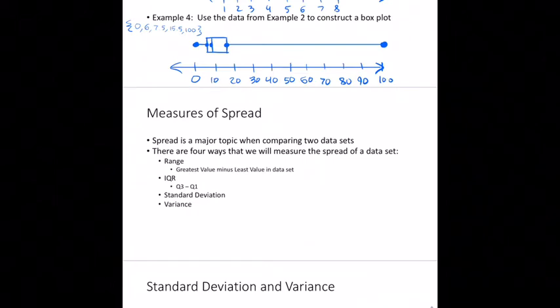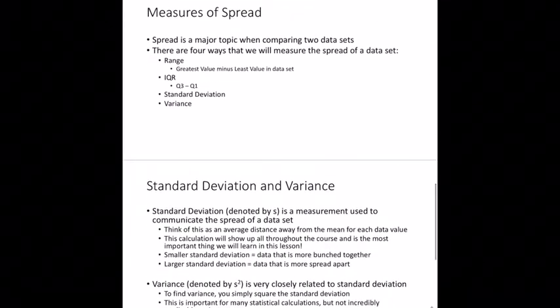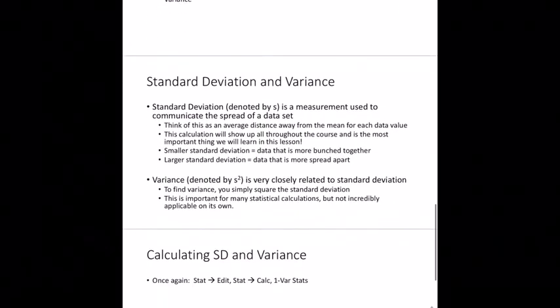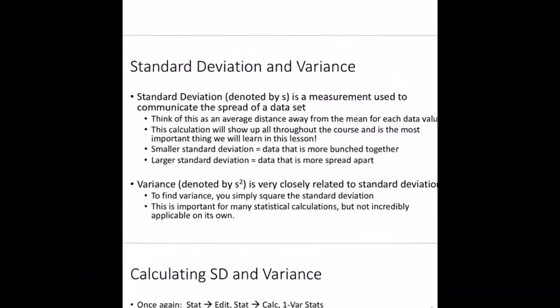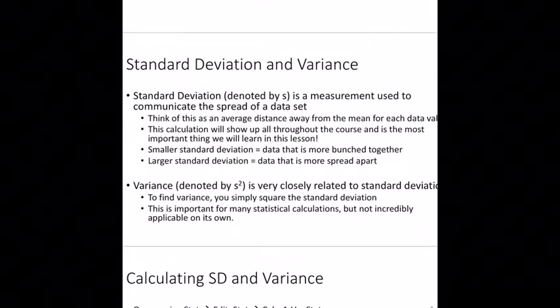Okay, so range, really simple, greatest value minus least value. The other ones we're going to talk about here in a second. Okay, now standard deviation, I'm sure I'll talk more with you about this in this class, but standard deviation talks about how spread out the data is. It's a special measurement that tells you that the smaller your standard deviation, the closer the data is together. The larger your standard deviation, the more your data is spread apart.